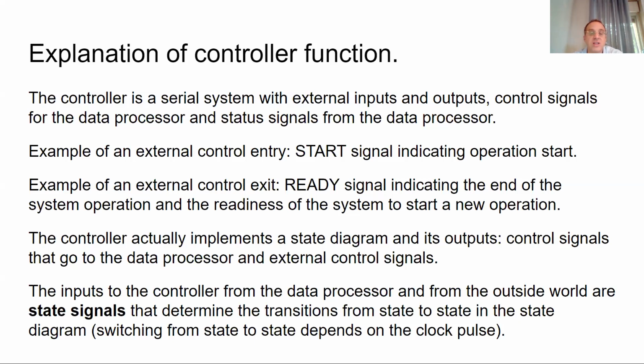Example of an external control entry. So we're asking, what are external inputs and outputs for the controller? Well, start. Turn on the computer, I guess. Some kind of start. Example of an external control, ready. He finished. He's ready to do something else. Again, we're not talking necessarily about our computer. It could be another computer that works in a different way somehow. But the point is, it could say that it's finished.